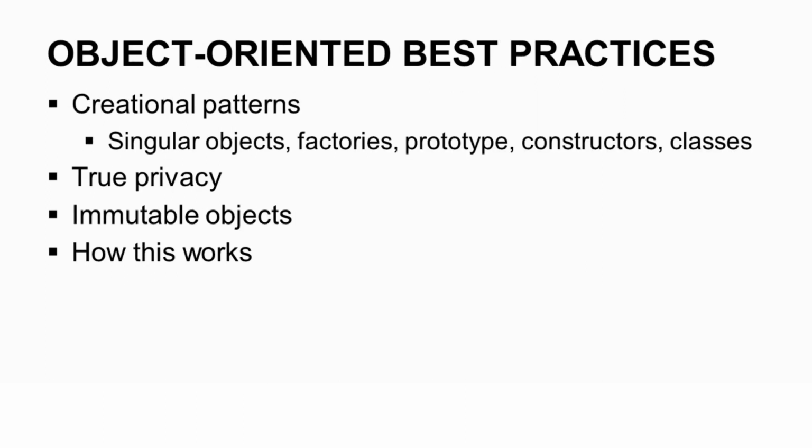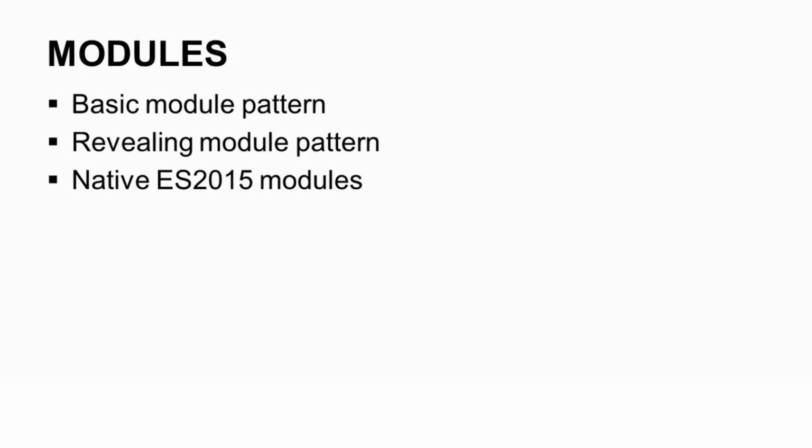From there, we'll move on to how to create objects. We'll look at the different creational patterns such as singular objects with object literal notation, factories, prototypes, constructor functions, and yes, even classes. You'll learn how to implement true privacy with features from ES2015, as well as creating immutable objects. We'll also look at how this works in JavaScript. Then we will examine modules.